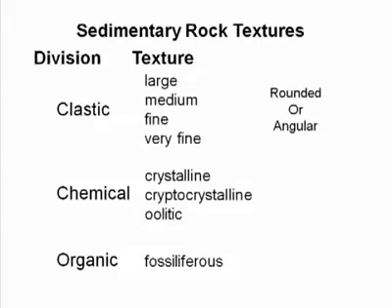Thus, 5 terms are used to specify the textures of sedimentary rocks, and additional properties of that texture provide important classification information. Clastic division sedimentary rocks have a clastic texture and are made of rock fragments that range in size from large to medium to fine to very fine. The rounded and angular natures are also considered. The 3 different textures of chemical division sedimentary rocks are crystalline, cryptocrystalline, and oolitic. The texture of organic division sedimentary rocks is fossiliferous.